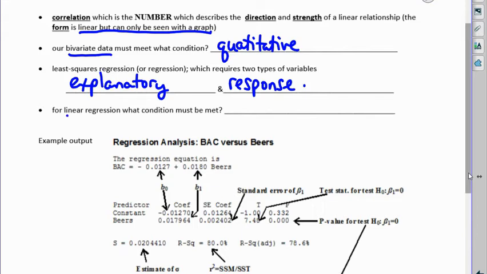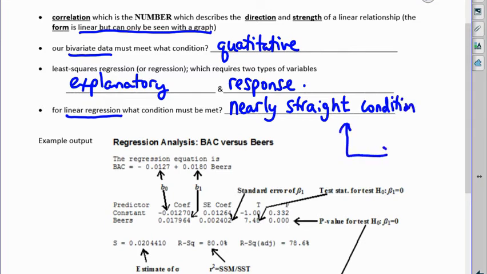And for linear regression to be appropriate, the graph must be nearly straight. If your graph does not look nearly straight, then do not perform a linear regression, either like this or like this. If it's not looking straight, linear regression is not appropriate.